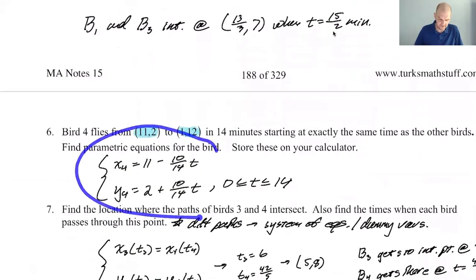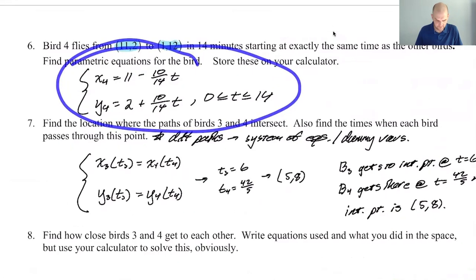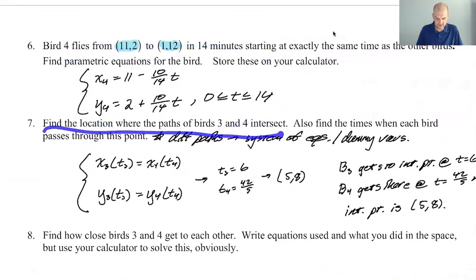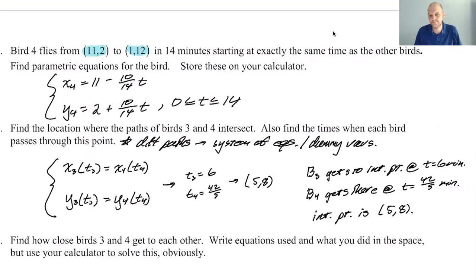And then we stored this. And last time we answered the location where the paths of bird 3 and bird 4 intersect, and the times at which they get there. At the same time we're using the calculator, we have been building this GeoGebra sketch that has everything happening. It's got a lot going on at this point, but that's good. The more stuff you can keep track of by correctly labeling, the better. It's a good habit to get into.